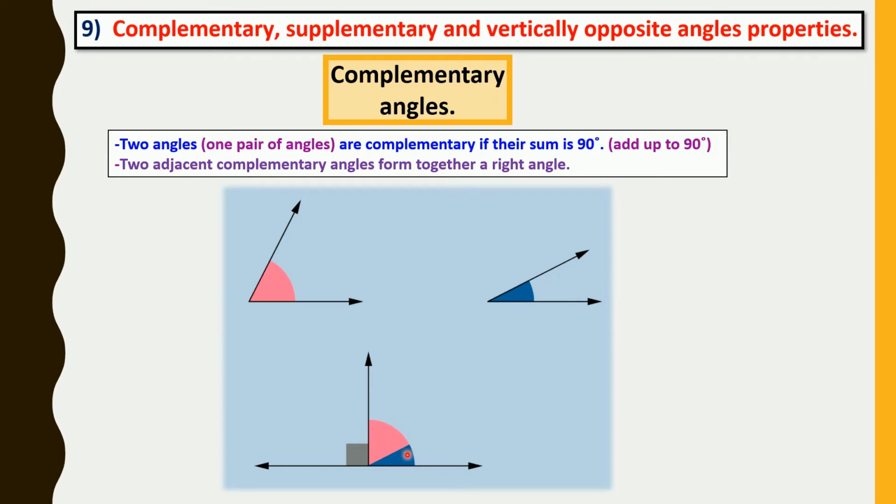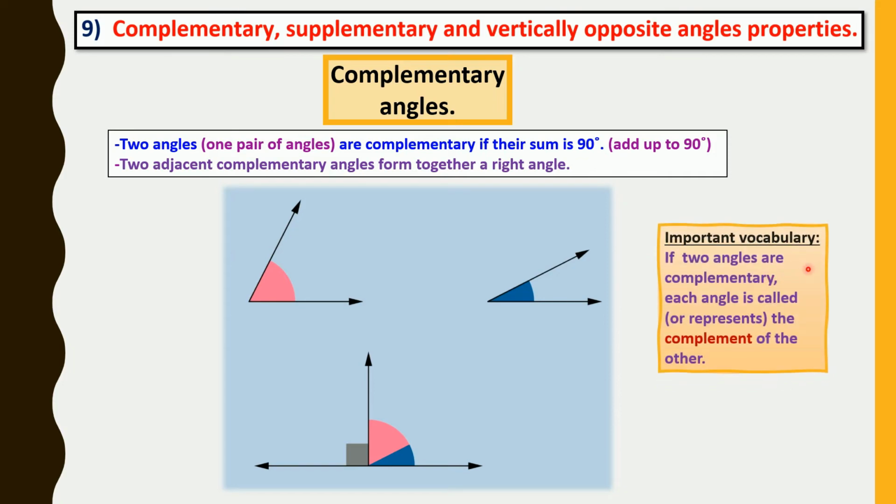So the pink and the blue angles are complementary. Two right angles are never complementary. So be careful because 90 plus 90 equals 180 degrees. It's wrong. Important vocabulary. If two angles are complementary, each angle is called or represents the complement of the other. It means, since this pink angle and this blue angle are complementary, the pink angle is the complement of the blue angle, and the blue angle is called the complement of the pink angle. Each one represents the complement of the second.